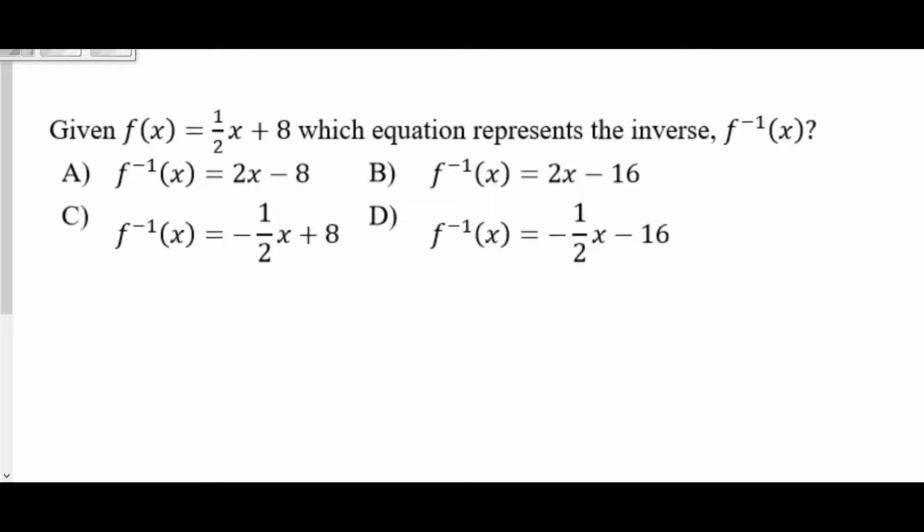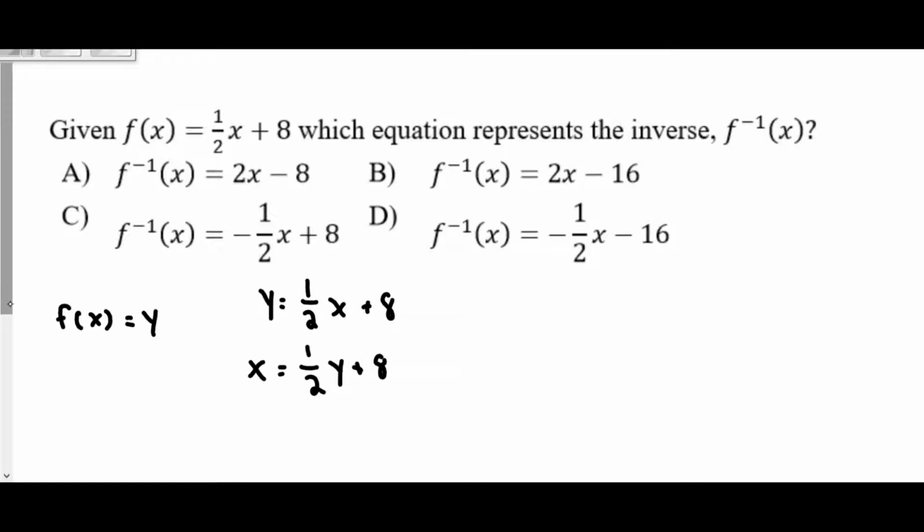Given f of x equals 1/2 x plus 8, which equation represents the inverse? Whenever you see inverse, you should always think: switch the locations of my x and my y's. F of x is the same thing as saying y, and that's something we learned at the very beginning of the year. So I'm just going to substitute in y for f of x. Then all you're going to do is switch the locations of your x and your y. Wherever my y is, that's where I'm going to put my x, and wherever my x is, that's where I'm going to put my y.